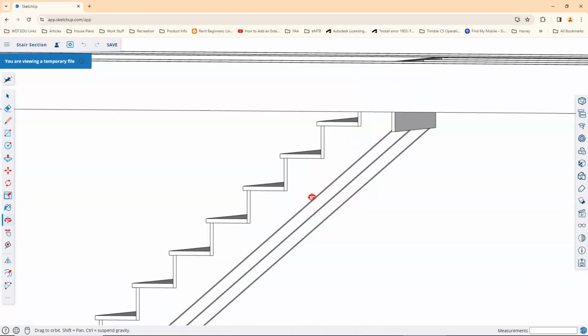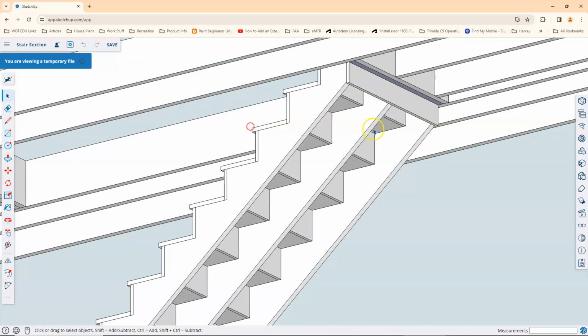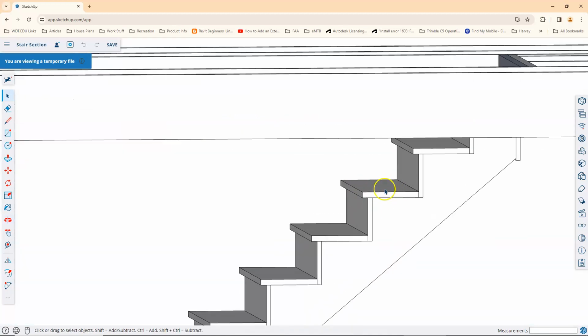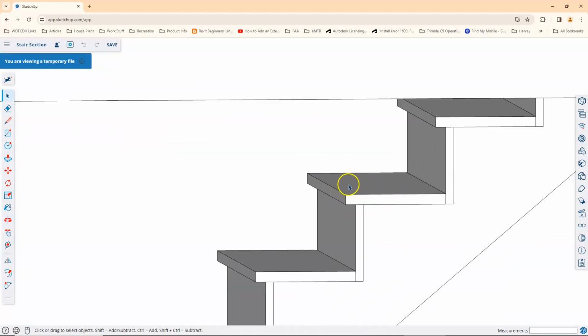On this particular model we have 3 stringers, as you can see, and they've all been cut out already to accommodate the tread board, which is on top here. That's the part we walk on. It's got a little nosing, a little overhang right there, and then behind and under the tread is the riser board.